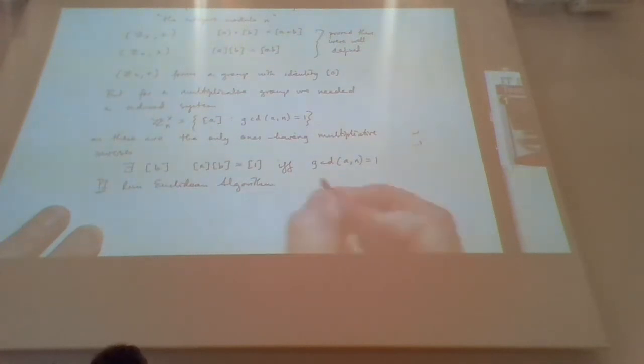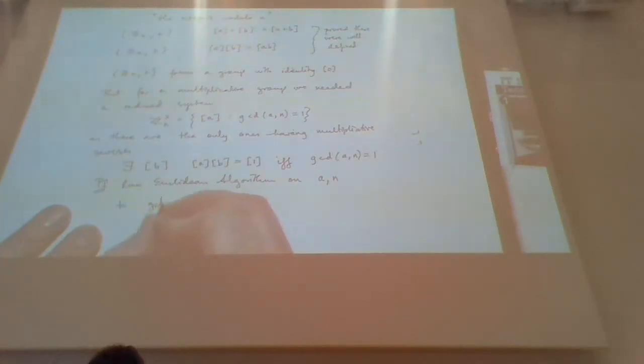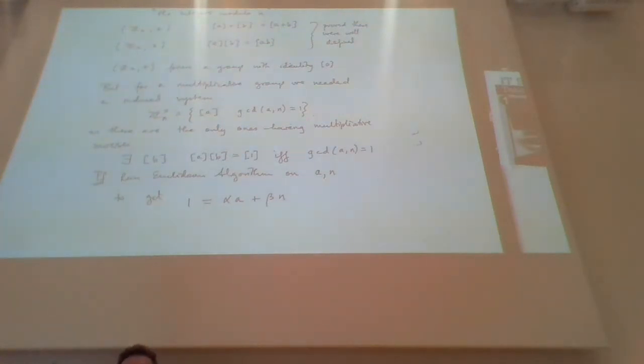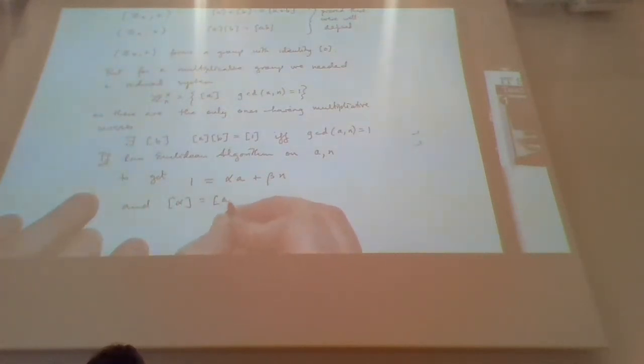John's been mentioning this in his cryptography. Run the Euclidean algorithm on the pair a and n to find out that their greatest common divisor is 1, and that you have alpha a, a linear combination of the two numbers equal to 1. Remember, that's what you get from the Euclidean algorithm as well. And this number alpha will be a representative of a inverse.